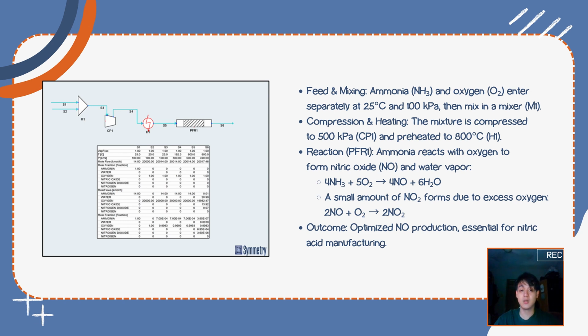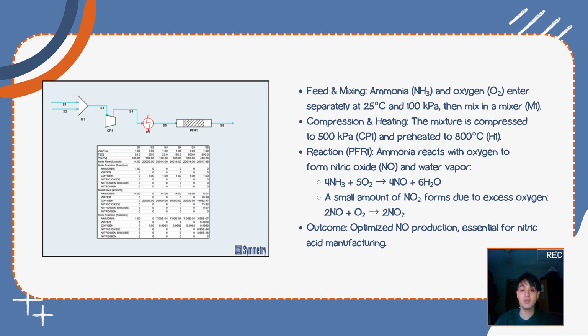The mixture is then compressed to 500 kPa in compressor 1 and preheated to 800 degrees Celsius in heater 1. The mixture then enters a plug flow reactor where the ammonia will react with oxygen to form nitric oxide, NO, and water vapor. The chemical equation for the reaction is 4NH3 plus 5O2 to produce 4NO and 6H2O.